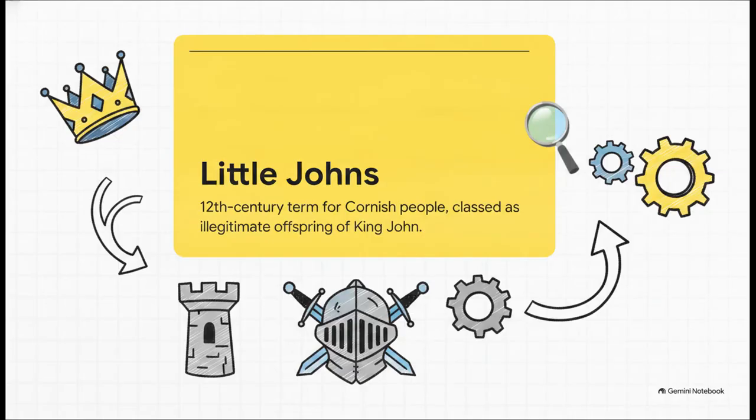The history here is actually fascinating. So, Jenkins derives from a 12th century term, Little Johns. This was historically used to describe the Cornish and later on the Welsh people. It was most likely a way of classing them as the illegitimate offspring of the highly unpopular King John of England, who used to be the Earl of Cornwall. So yeah, our modern software hero is actually named after a medieval royal scandal. Just a really fun piece of trivia to keep in your back pocket.